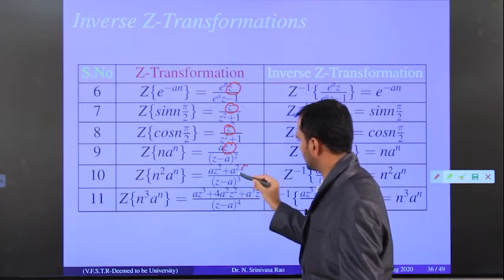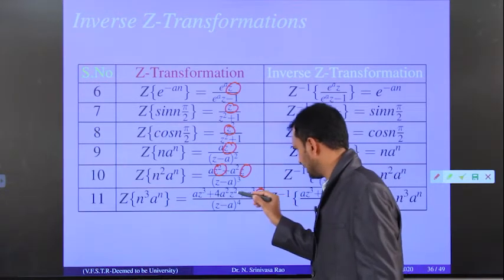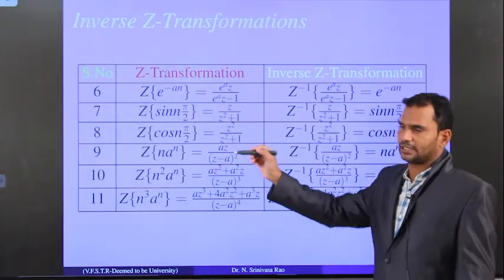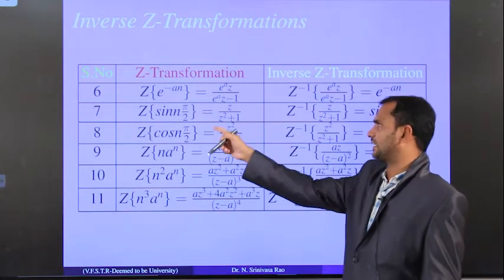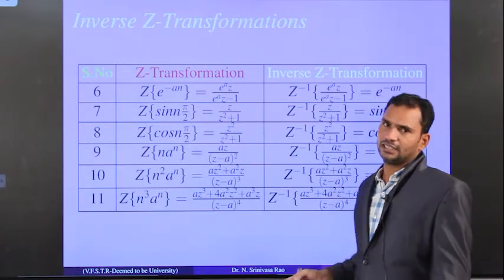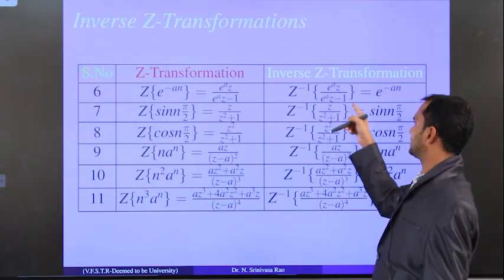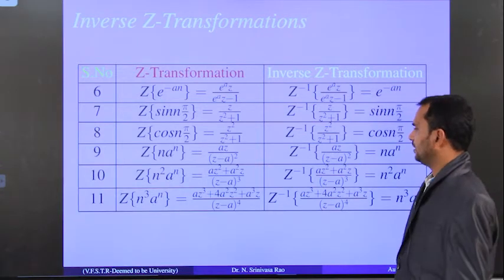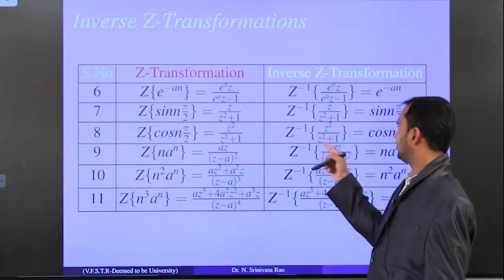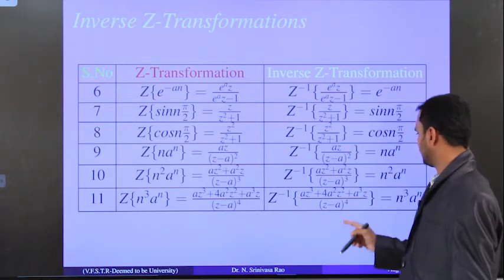Why I am stressing this, I will tell you later. Here also you can take z as common. This is very useful. Just remember, in every Z transformation formula we have z as a common factor in the numerator. So Z inverse of e power a z by e power a z minus 1 is e power minus an. Now z by z square plus 1 is sin n pi by 2. z square by z square plus 1 is cos n pi by 2. az by z minus a whole square is n a power n, and so on.